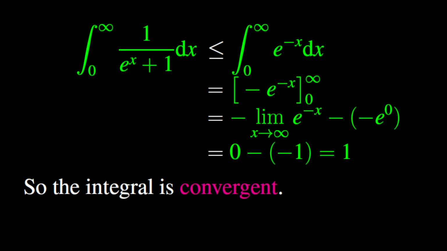The integral of exponential of negative x dx is equal to 1, because the antiderivative of exponential of negative x is minus exponential of negative x. Moreover, the limit as x goes to infinity of exponential of negative x is 0, and exponential of 0 is 1. Thus, the integral from 0 to infinity of 1 over exponential of x plus 1 dx is less than or equal to 1. Therefore, the integral is convergent.